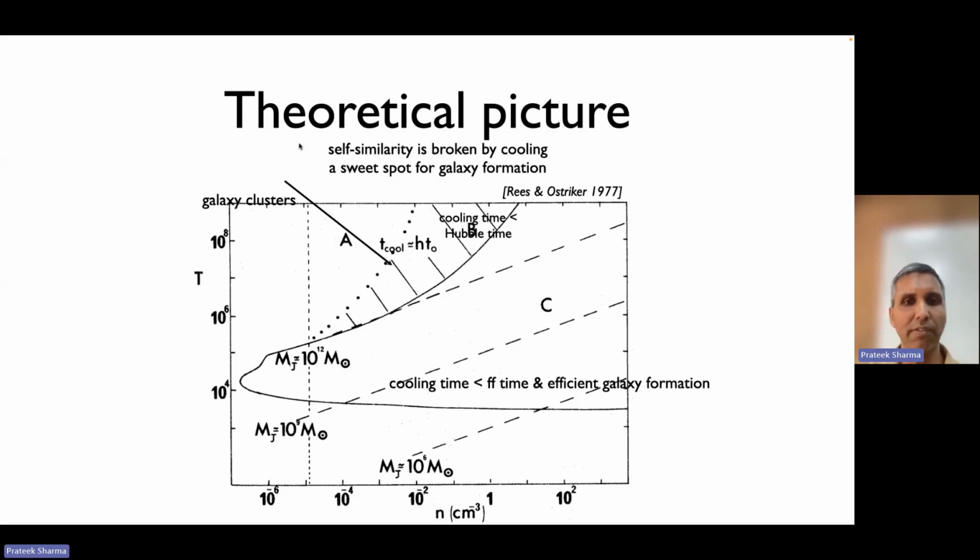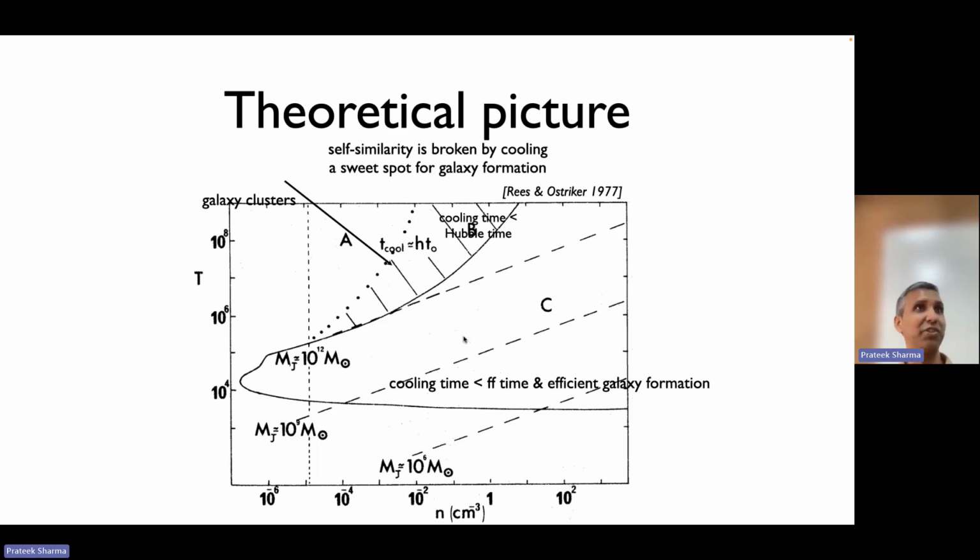Now this is a plot of N and T. So once you know N and T, you know the cooling time, right? This curve here is the contour of cooling time equal to Hubble time. Using that lambda T that I drew, you can calculate T cool. T cool is just nkT over n squared lambda T. If I draw that in this temperature density plot, I get this as the locus of T cool equals T Hubble.